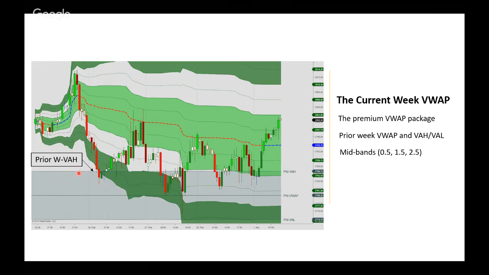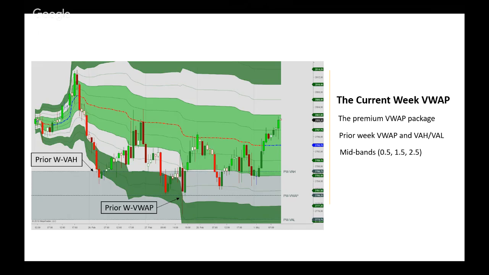The value area high is the upper standard deviation, first standard deviation of the prior week's VWAP. And then we went on to test this prior week VWAP level here. So this is where the VWAP ended up at the end of last week. These are, of course, important key support and resistance levels. So it's a good idea to be aware of where these levels are located.